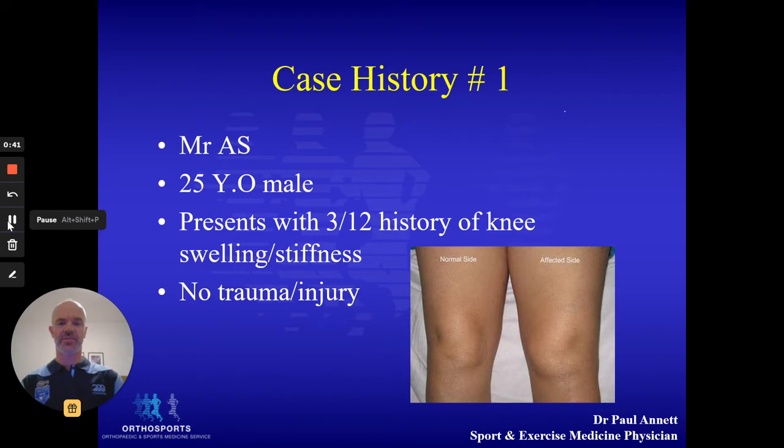The first case that I'd like to present is Mr. AS, a 25-year-old male who presents to your clinic with a 3-month history of left knee pain, swelling and stiffness. Of note, this has come on fairly insidiously, without any significant trauma.